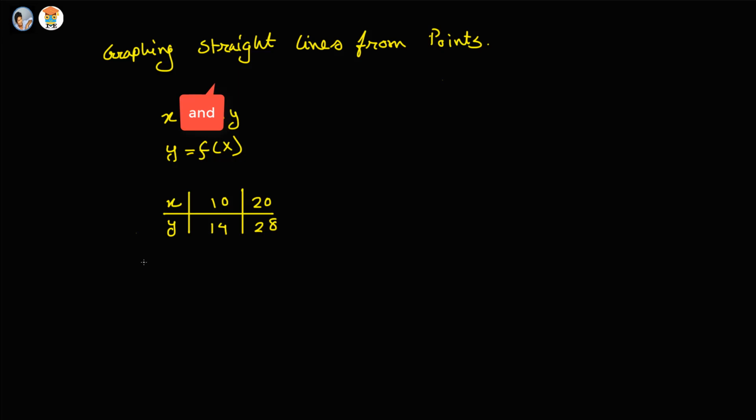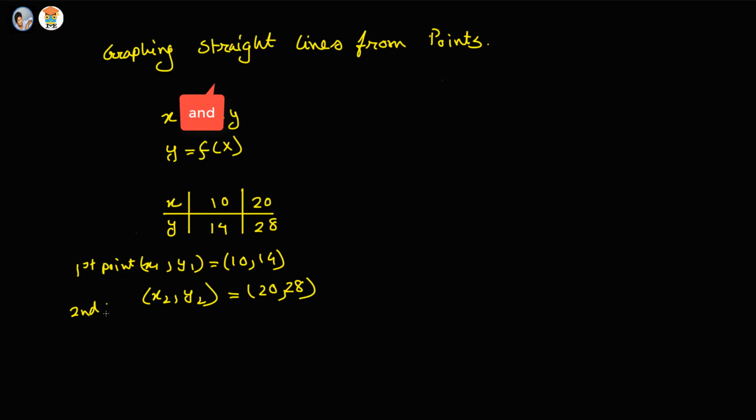So we can have 2 points, say x1 and y1 is equal to 10 and 14, and x2 y2 is equal to 20 and 28. So this is the first point, and say this is the second point.